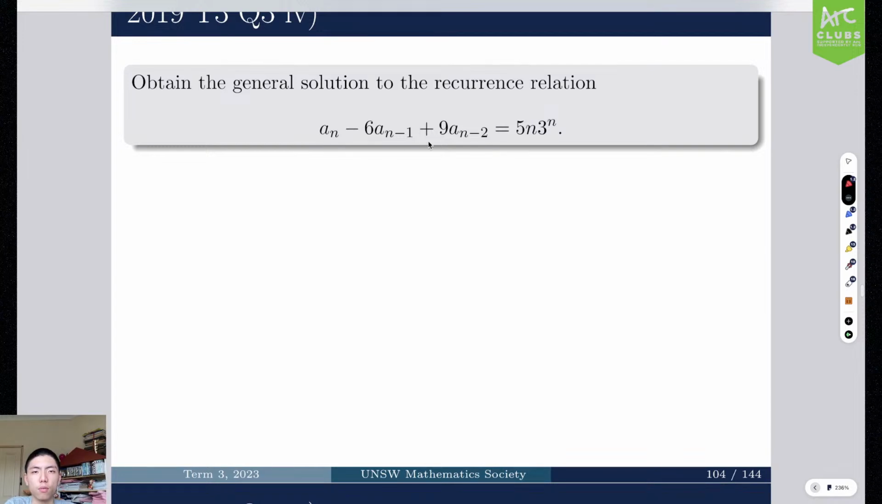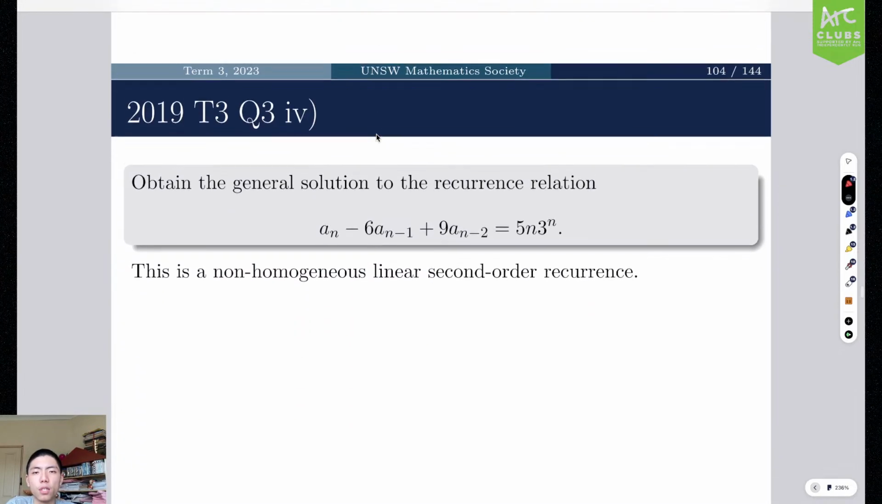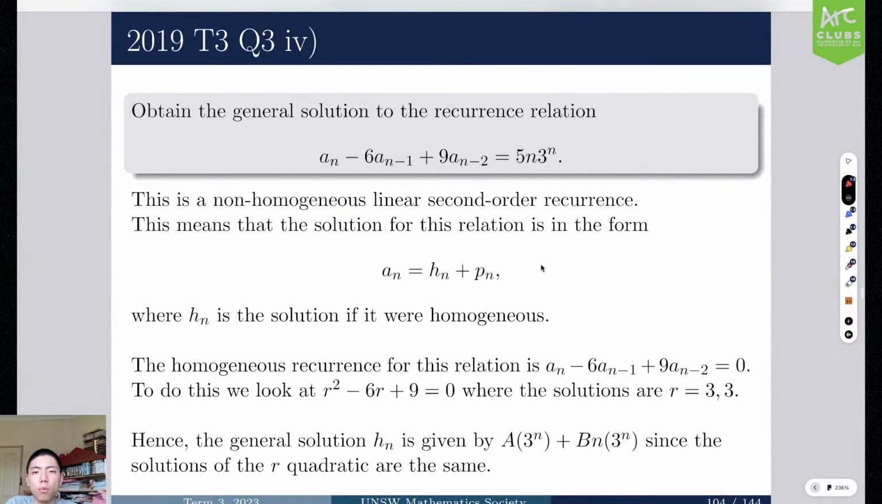This is our current recurrence relation, right? And if we extract the coefficients, we can set up a characteristic polynomial like this: r squared minus 6r plus 9 equals 0. Because this is just (r minus 3) squared equals 0, this would have the double root of 3 and 3.